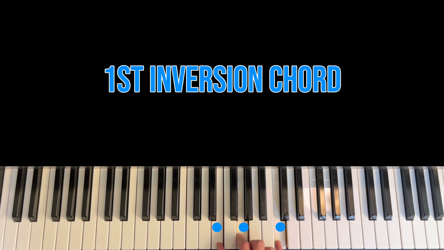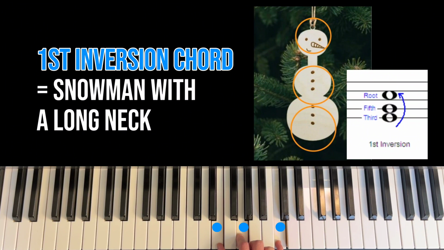Sticking with the theme of this video, this one looks like a snowman with a long neck. The bottom and the middle of the snowman's body are there, then a long neck, and then the head on the very top. So a first inversion chord always has the third on the bottom and looks like a snowman with a long neck. The other way you can think about it is that the bottom 2 notes are closer together than the top 2 notes. That's always going to be true of this basic first inversion chord: the bottom 2 notes form an interval of a third, and the top 2 notes are an interval of a fourth, farther apart than the bottom 2 notes.